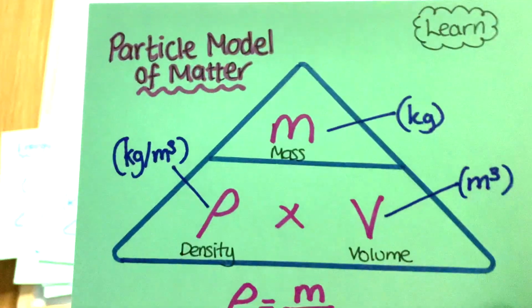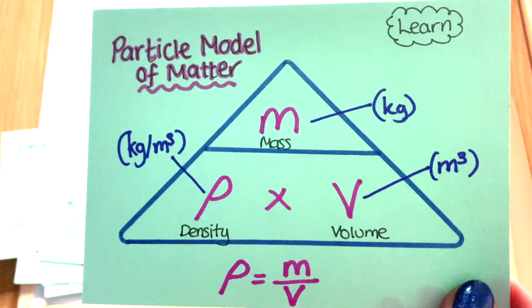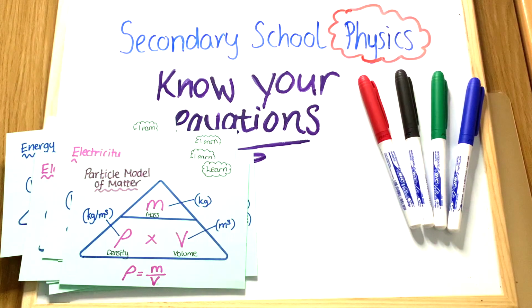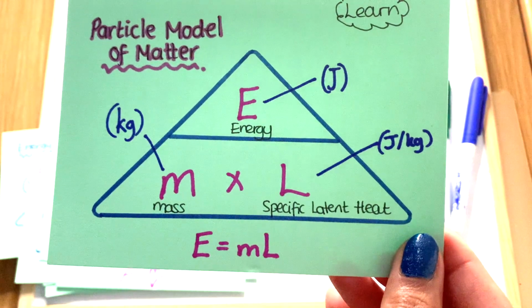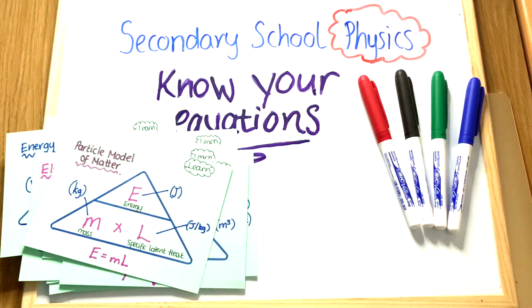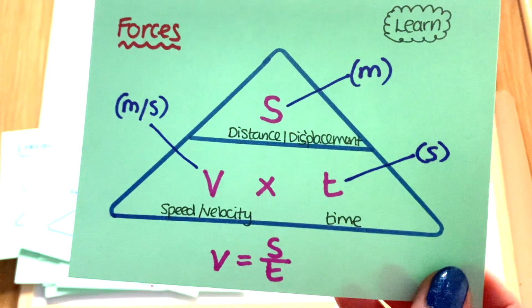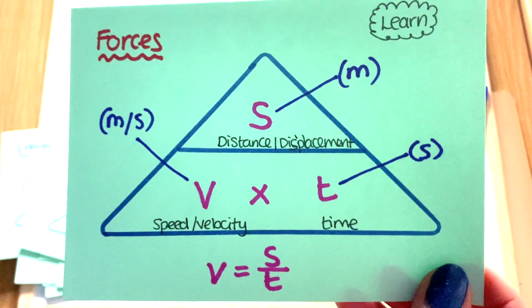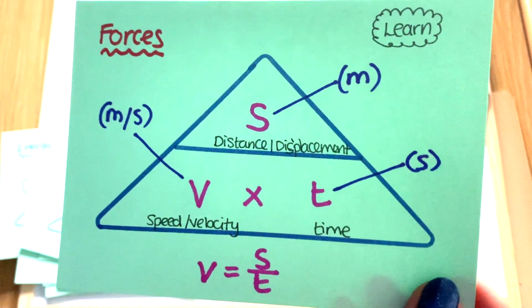The next topic is particle model of matter, and we can see that density is mass divided by volume. Energy is mass times specific latent heat. And the next module is the one that has the most equations to learn, which is forces. So the first equation is velocity is distance divided by time, which you have probably seen in maths as well.